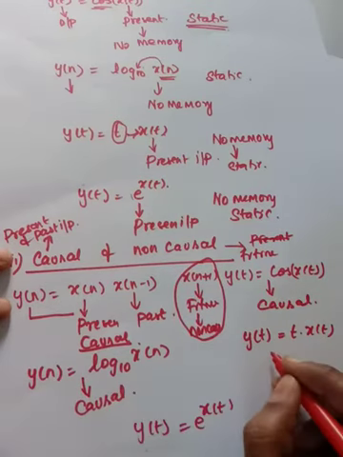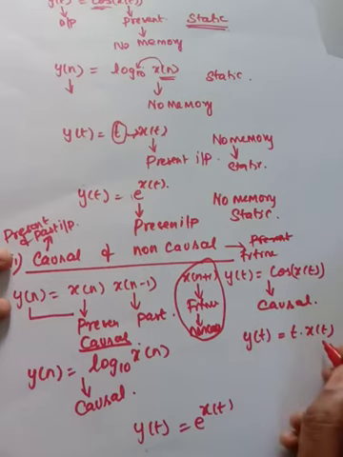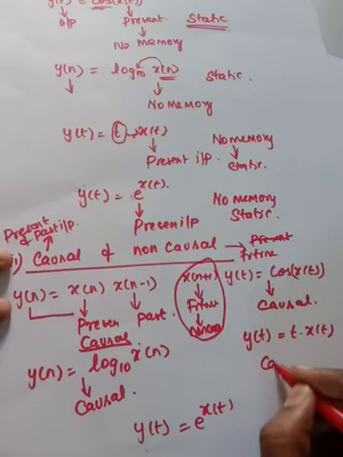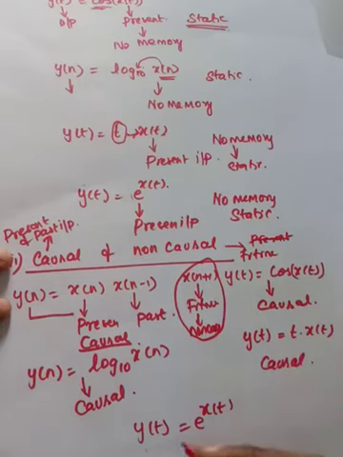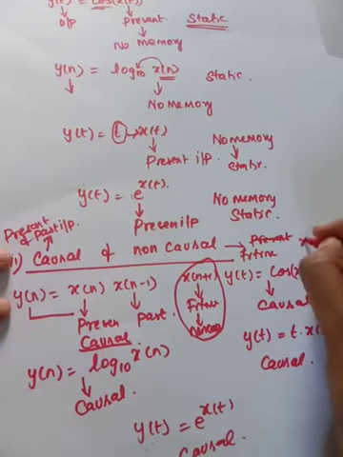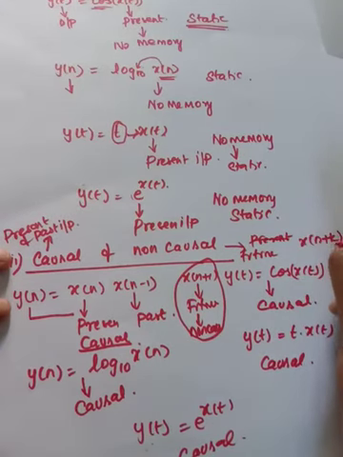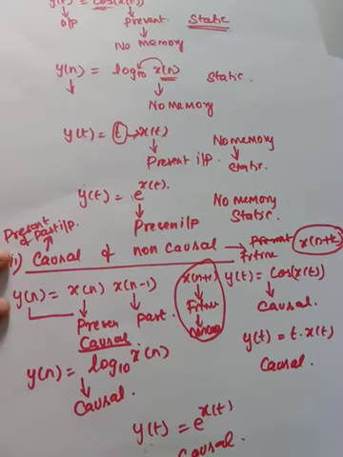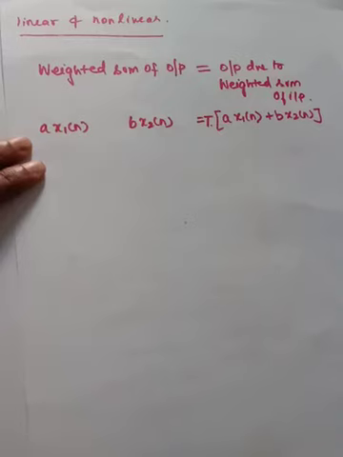Here also y of t is equal to t into x of t. It depends upon the present input, so it is said to be a causal system. Similarly here it depends upon the present input only, so it is a causal system. If we have x of n plus k in the representation, then the system is said to be a non-causal system. Hope you have understood these causal and non-causal concepts.